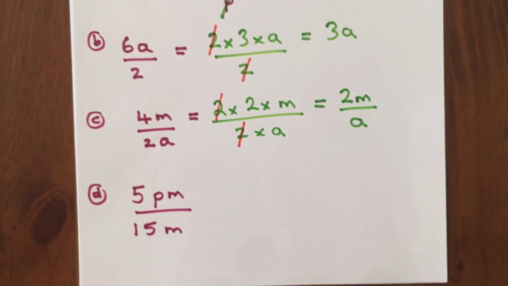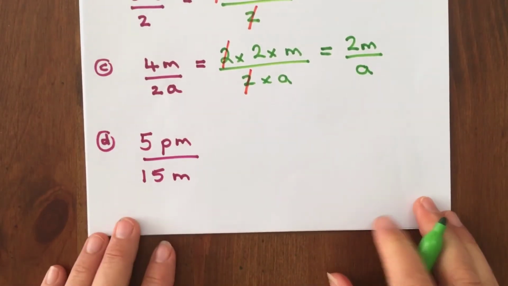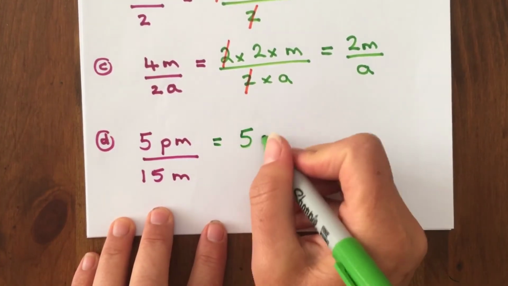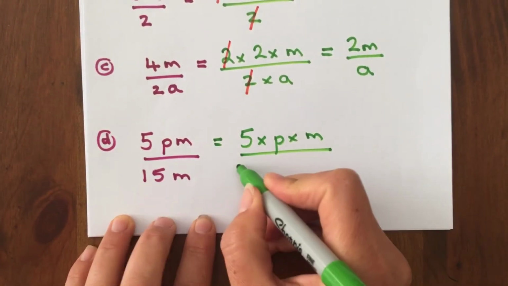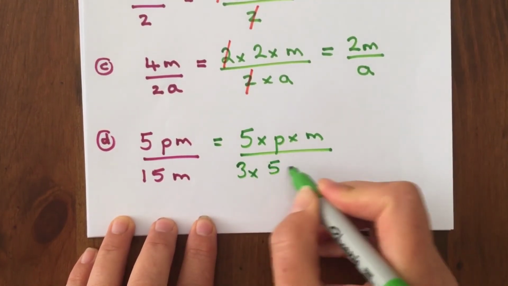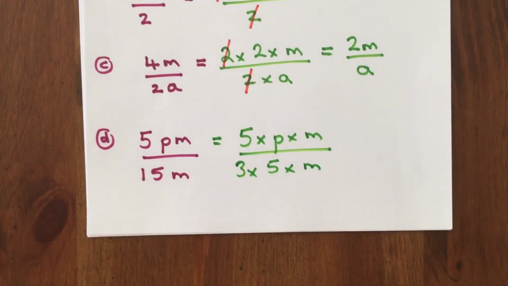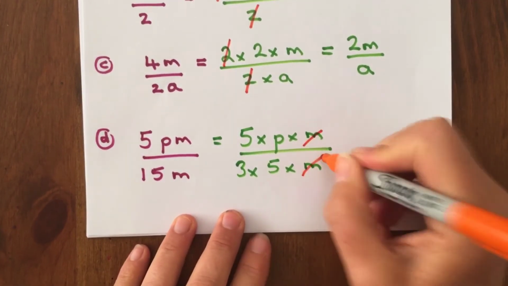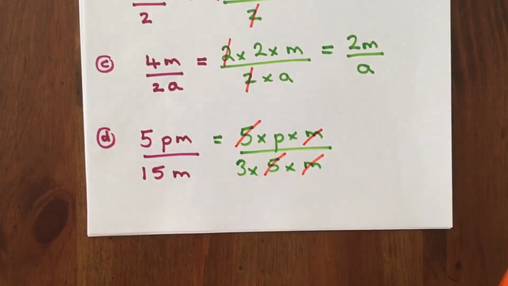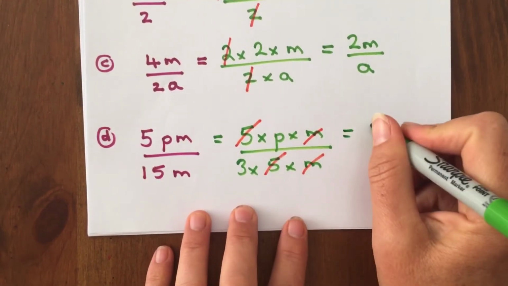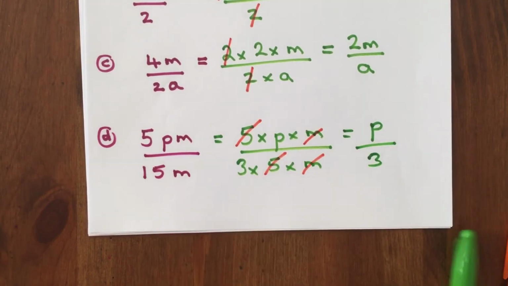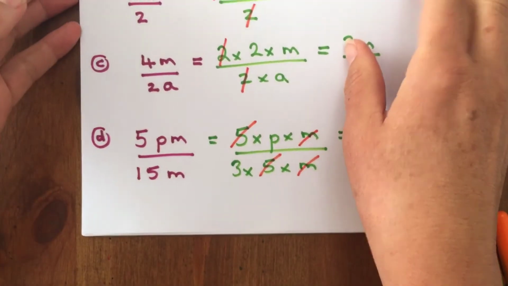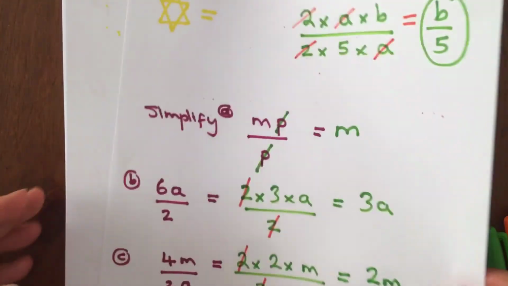Okay, look at this one. Have a go at this one, really hard. Okay, so I've got 5 times P times M on the top. Right, 15 is 3 times 5, and I've got my M. I can cancel M on the top and the bottom, 5 on the top and the bottom. So on my numerator, I'm left with a P. On my denominator, I'm left with 3. Really tricky, guys. I know this is so difficult. Okay, this is the hardest in the test.